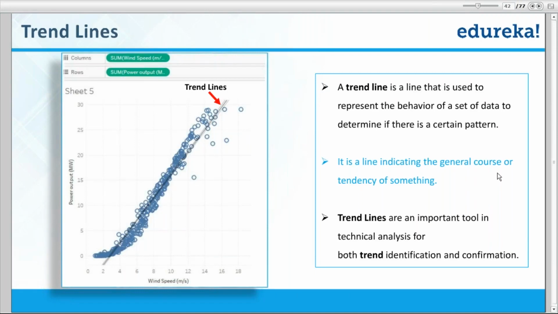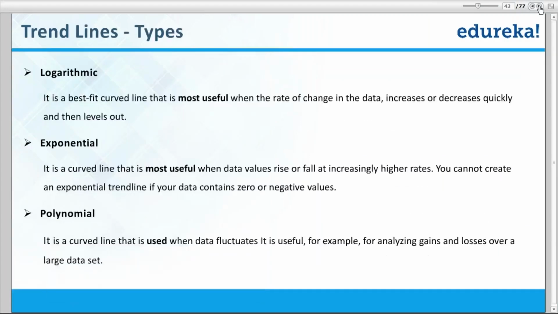So that is used to represent the behavior of a set of data to determine a certain pattern. It is a line indicating a general course of tendency in something, an important tool in analysis, both for trend identification and confirmation. So that's what the trend lines are used for. Basically, there are four types: the linear one, what we saw, then logarithmic, exponential and polynomial. There are also other types. Basically, the formula by which each is calculated is different.